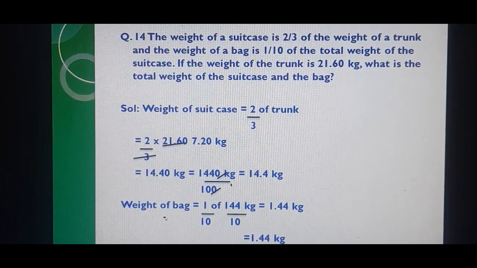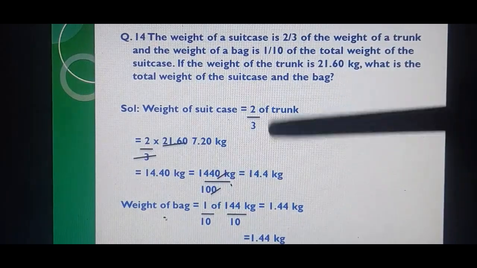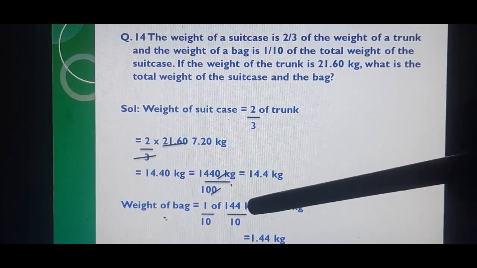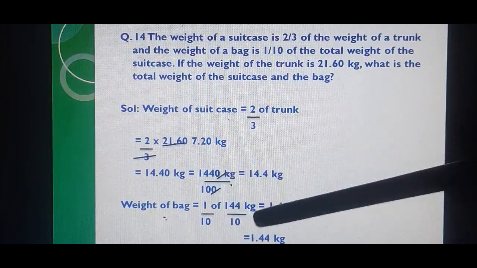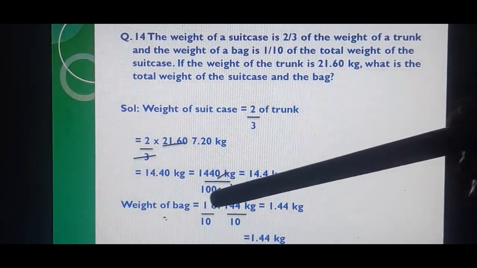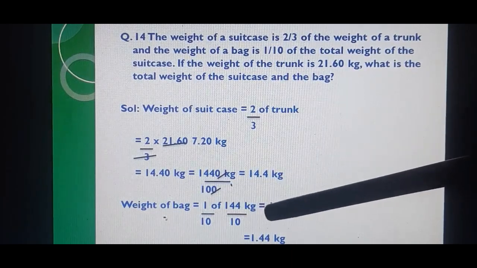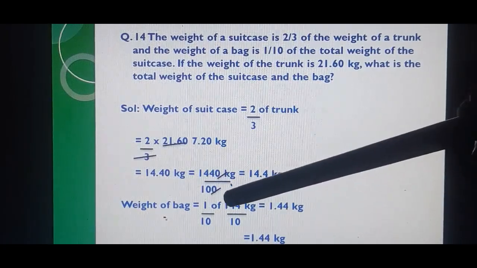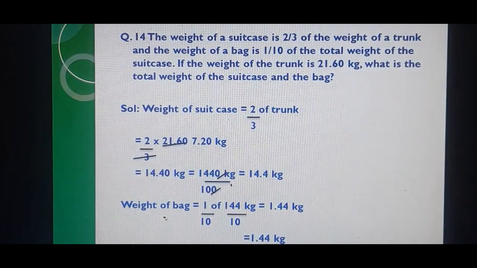Now we know weight of the suitcase, so we can calculate the weight of bag. Weight of the bag is equal to 1/10 of 14.4 kilogram, or we can write down 1/10 of 144 upon 10 kilogram. Right? Now 1 multiply 144, that is 144 kilogram only. 10 tens are 100. 144 के नीचे 100 है, so our answer will become 1.44 kilogram. Weight of the bag is 1.44 kilogram.